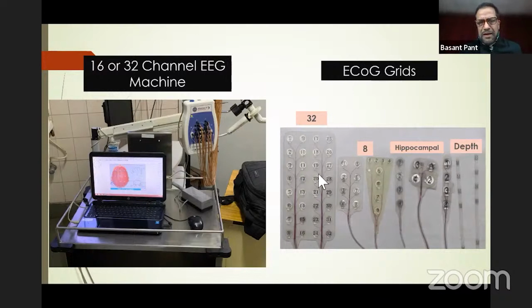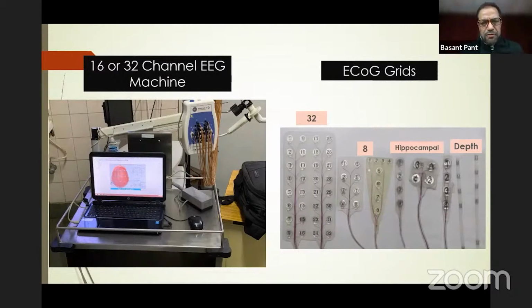So, there are many types of leads that you can buy. This is like 32 channels. This is 8-channel, a different shape, depending on your corticotomy. Or this is very good, this is for the hippocampal head. And the other one is for the hippocampal tail. And these are depth electrodes. So it's also nice to have during ECoG surgery.